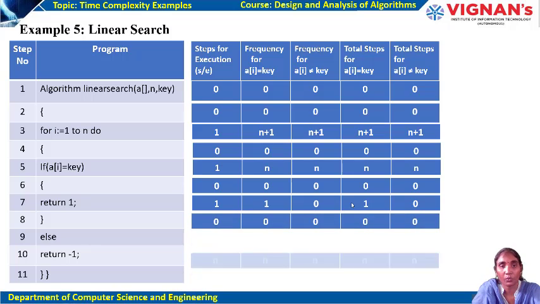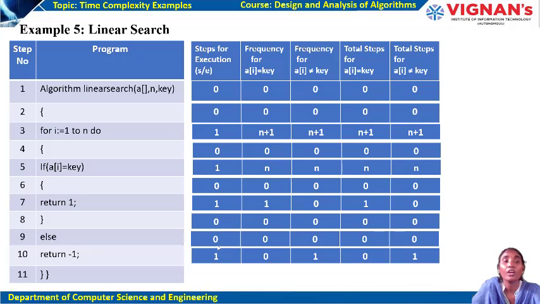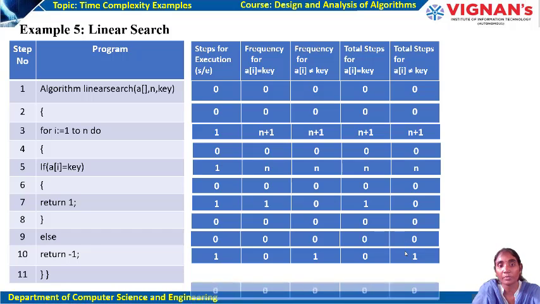Now close brace 0. Next part is else. If that condition is not satisfied, we go directly into the else part. Now return minus 1. So for this statement S by E is 1. When will this return minus 1? When it is not equal, for an unsuccessful search. So for A of i not equal to key, frequency will be 1, total steps is 1 into 1, 1. And then the closed brace is 0, 0.